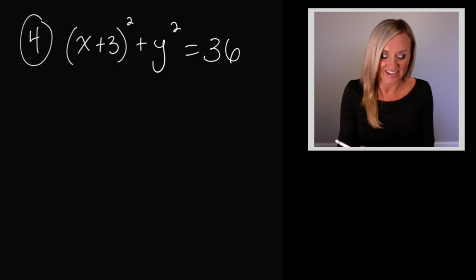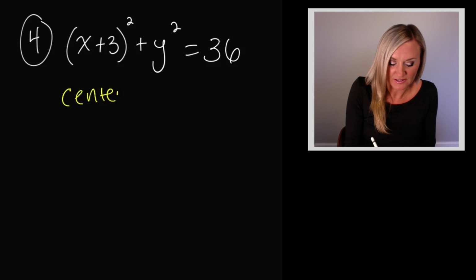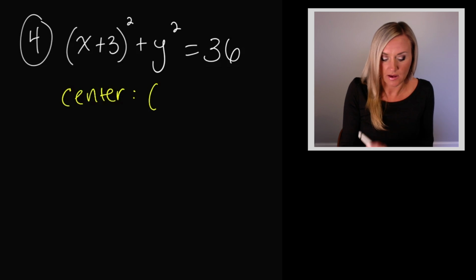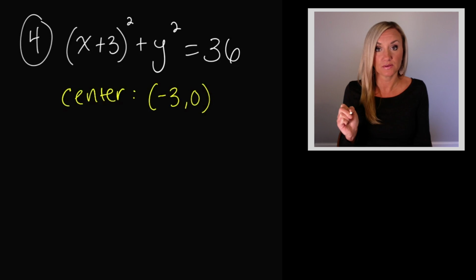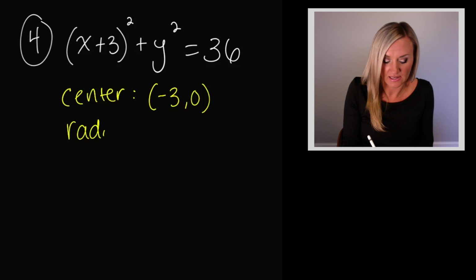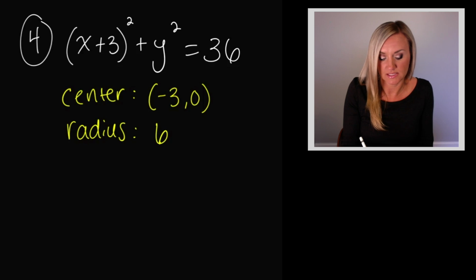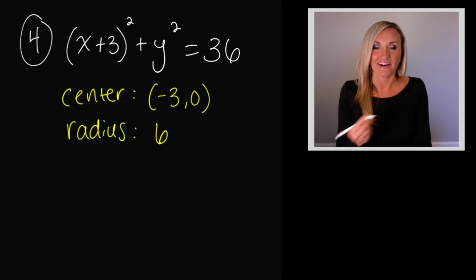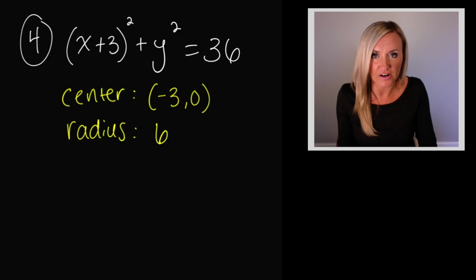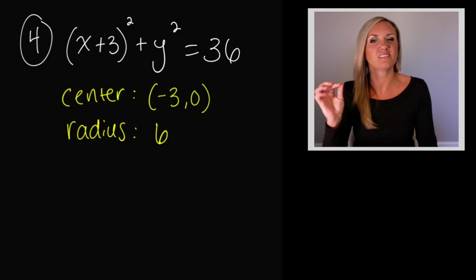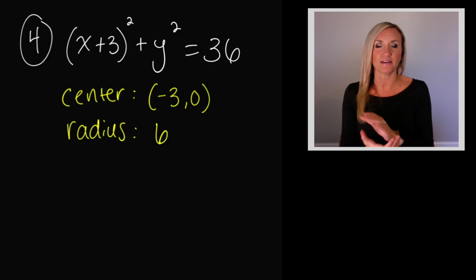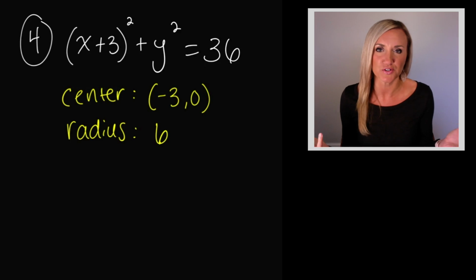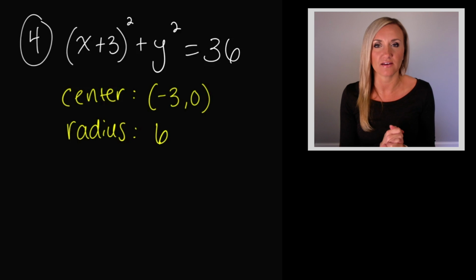All right, let's see how you guys did. The center would be -3, 0, and the radius is 6. I feel like this is a little bit of a refresher. We did cover this a little bit in class, but it's always good to go back and look at things even after we've learned them, because we want to make sure that they stay in the long-term part of our memory instead of the short-term.